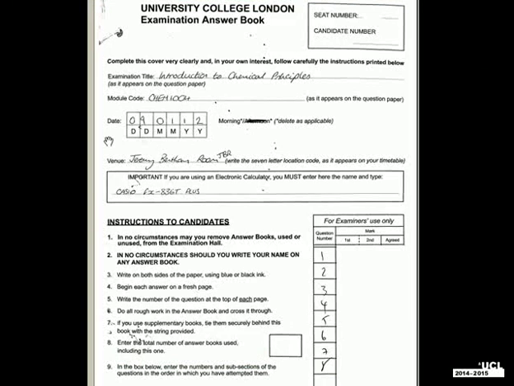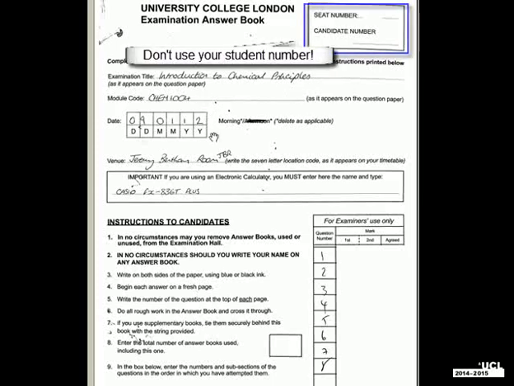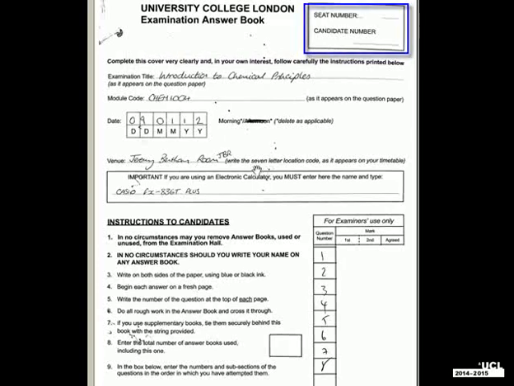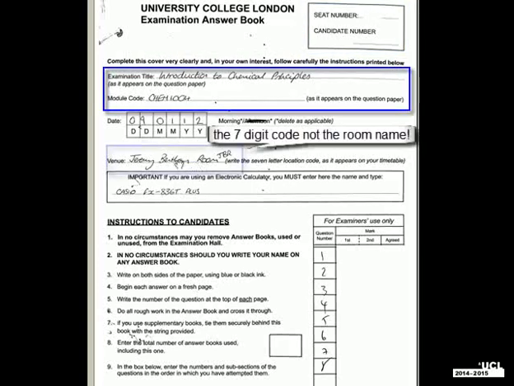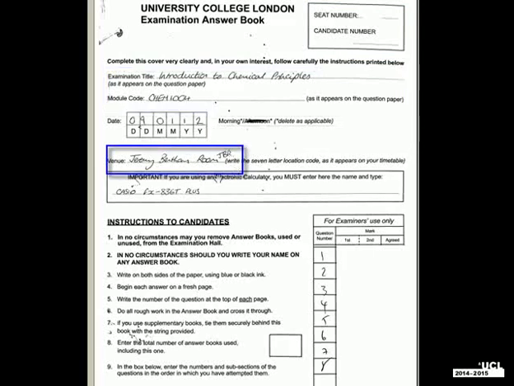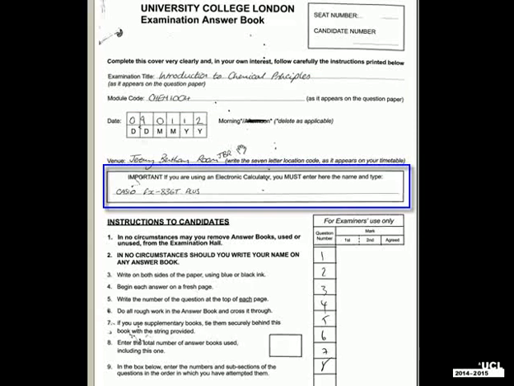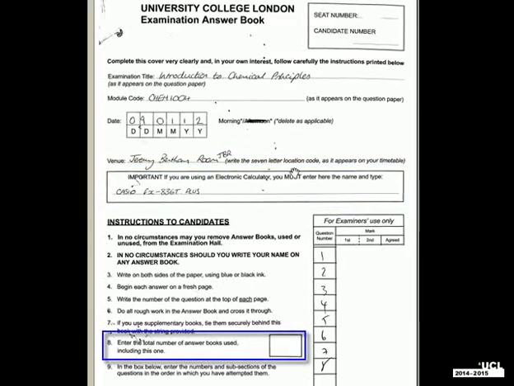Before I move on to techniques related to answering the questions, I wanted to emphasize the importance of filling out the form at the front of the answer booklet correctly. You need to write your seat number, the candidate number that was sent to you by registry, not your student number, the title and the code for the module that's being examined, the 7-letter code for the location, the model and make of the calculator that you're using, and finally at the end of the exam, write the number of examination booklets that you've used. This is particularly important as it enables us to make sure that all of your answers are there for marking.